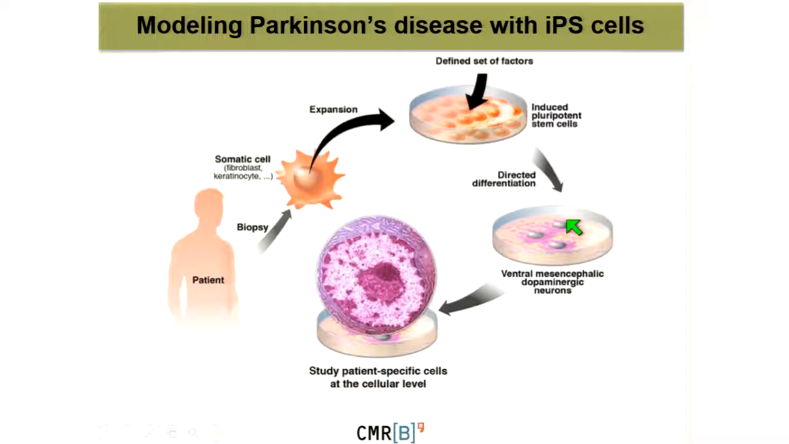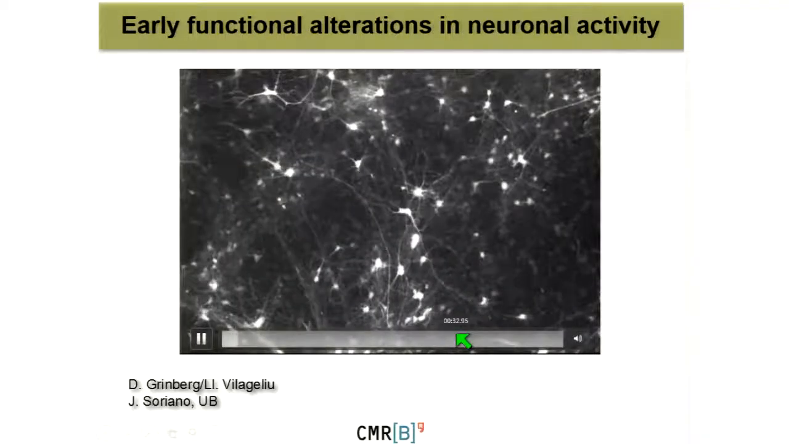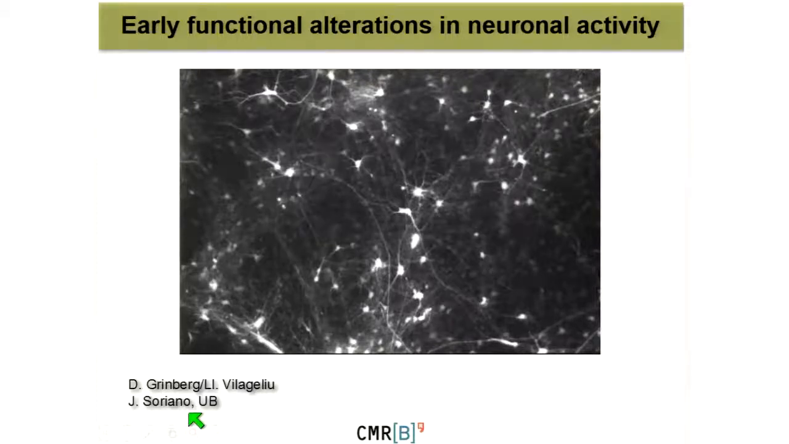And when you use this to your advantage at modeling chronic progressive diseases, you can start looking for phenotypes that you never saw in the patient. Because when the patient arrives to the clinic, there's already some problems, but you can see these cells get really sick in the lab and check things that had never been seen in patients. This is something that I think was very nice that we did with Danny and Luisa, and also in collaboration with Jordi Soriano at the UBA. These are neural networks that we organize from neurons differentiated from iPS cells from patients.